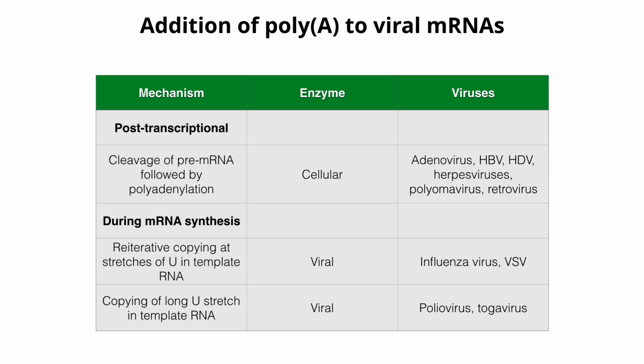In contrast, the RNA viruses that we talked about last time typically add poly-A during mRNA synthesis. For example, reiterative copying of a U stretch in the template for influenza virus or VSV. Remember, the enzyme stalls at a U stretch, and we talked about two different mechanisms for VSV or flu for doing that, and then it stutters and makes a poly-A. Well, in some viruses like polio, flaviviruses and togaviruses, there's a U encoded in the RNA, and the polymerase simply copies that. So these are very distinct mechanisms for making poly-As.